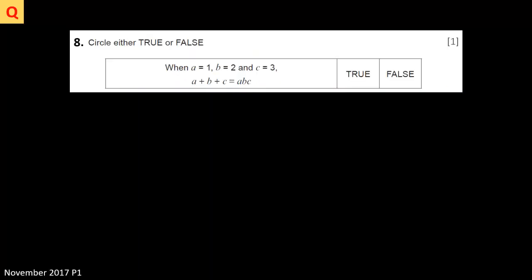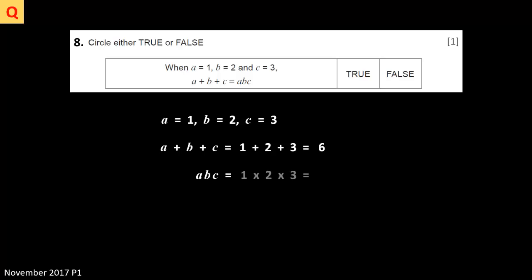Excellent. Let's have a look. Funny little question here for 1 mark. Circle either true or false when A equals 1, B equals 2, and C equals 3. A plus B plus C equals A, B, C. And this is off a recent paper, November 2017. So let's substitute in them. So A plus B plus C is 1 plus 2 plus 3, which is 6. A, B, C in a line like that means A times B times C. That's 1 times 2 times 3. 1 times 2 is 2. 2 times 3 is 6. 6 does equal 6. It's true.